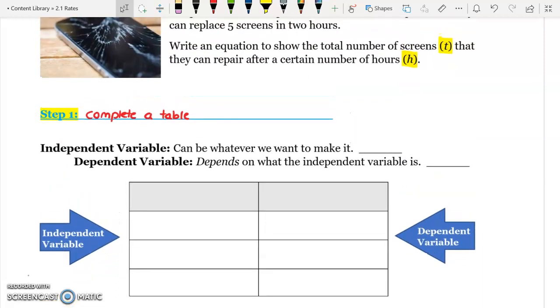They defined 2 variables for us. Again, a variable is just a letter that represents a value. So we have t and h. We need to figure out which one is the independent variable. That's the one that we can make whatever we want. It doesn't depend on anything. On the other hand, the dependent variable is the one that's going to change based on the independent variable. So this can be a little tricky. We just have to think about this.